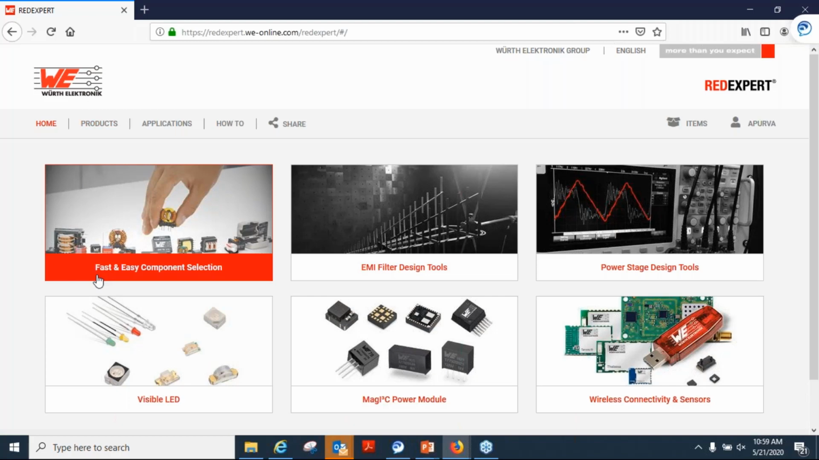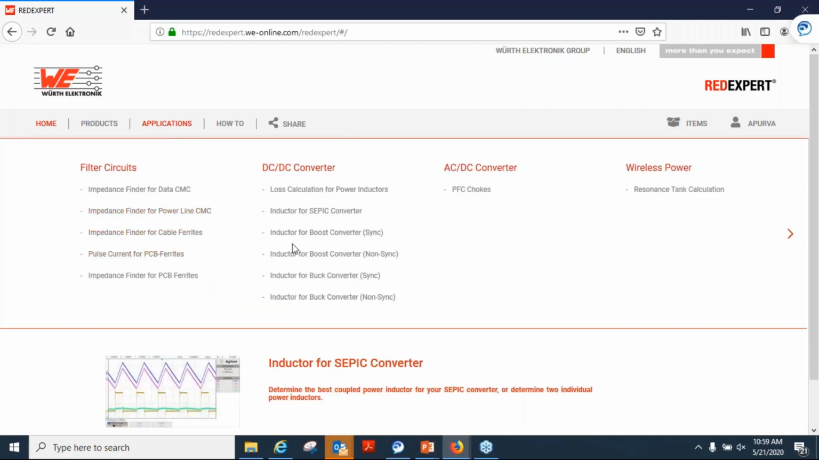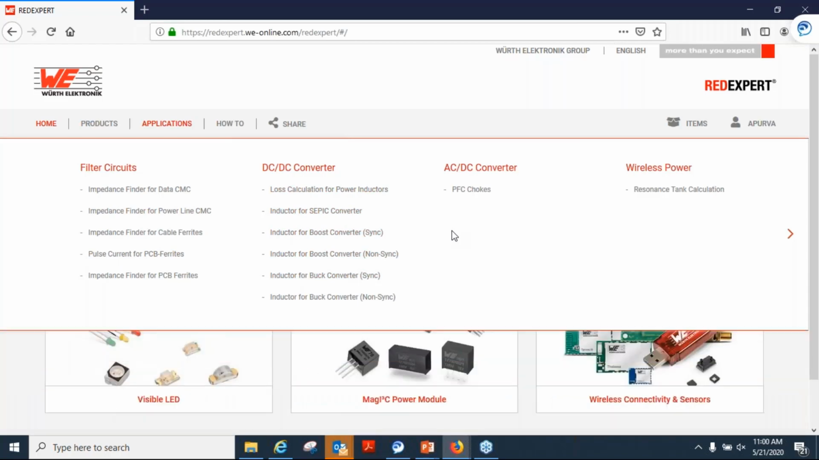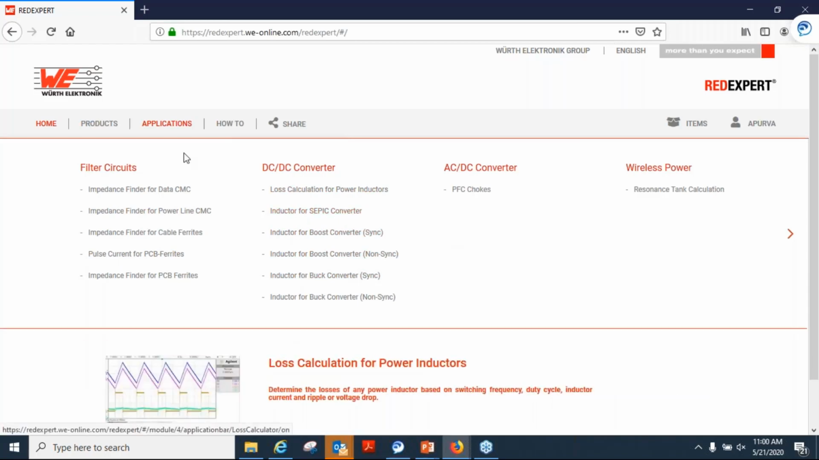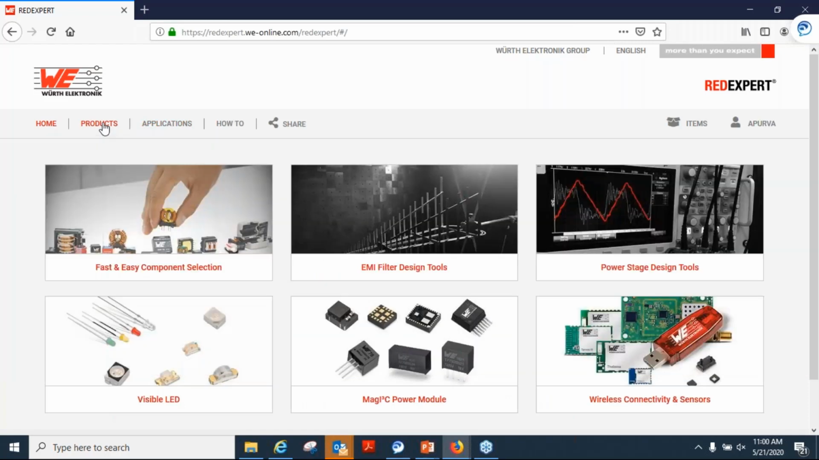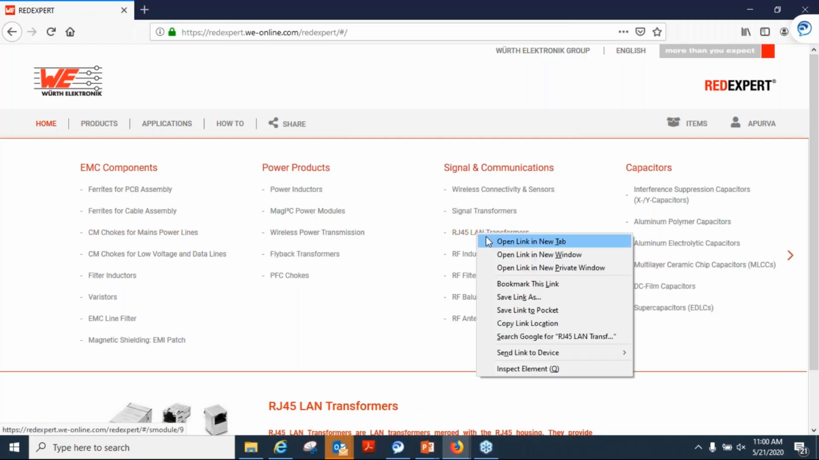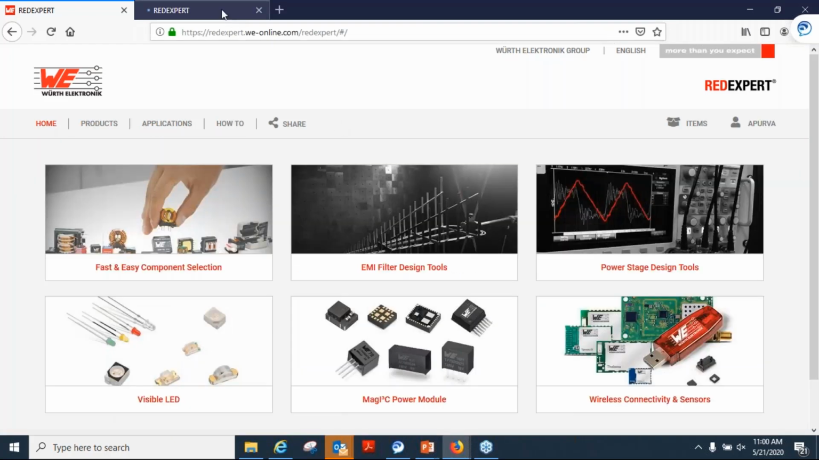Okay, so this is the home screen, and our search engine is basically divided widely into products and applications. So if you already know what is the end application that you are targeting, you can just select a few basic applications here, and this will help guide you in better selecting of the passive components. But for today's demonstration, we'll directly go to products, as we know our focus products for the day. And let's say we are trying to select RJ45 LAN transformer.